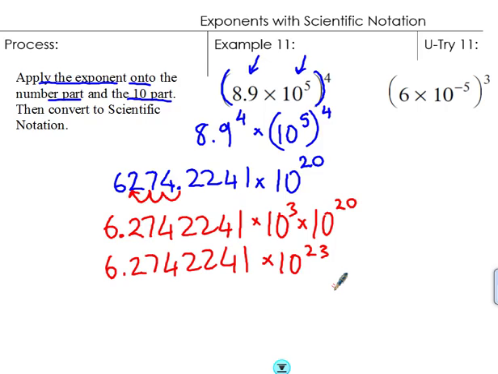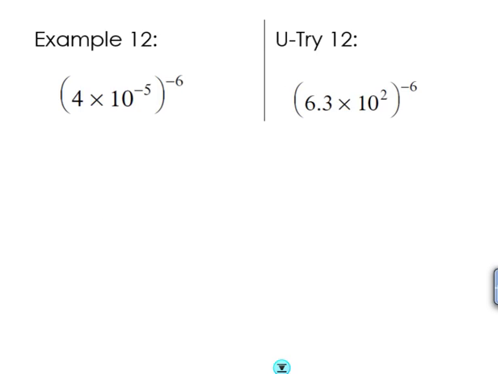Please try the next one on your own. Here's my next example. Just like earlier, we're going to apply the exponent onto both of them. And this will be 4 to the negative 6th power times 10 to the negative 5th to the negative 6th power. Power to power property, apply that. We will have 10 to the 30th power.